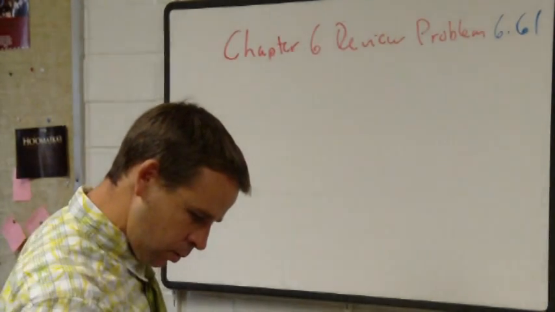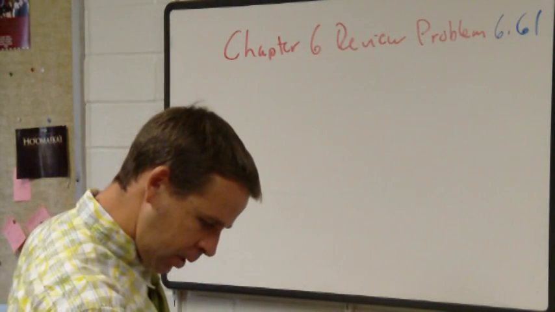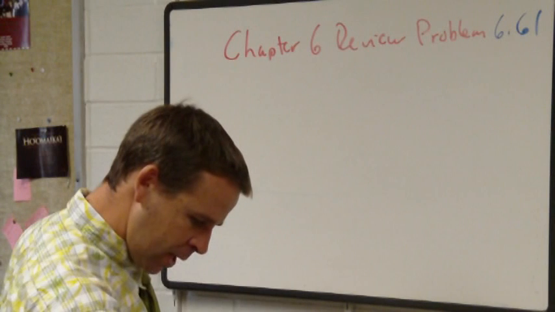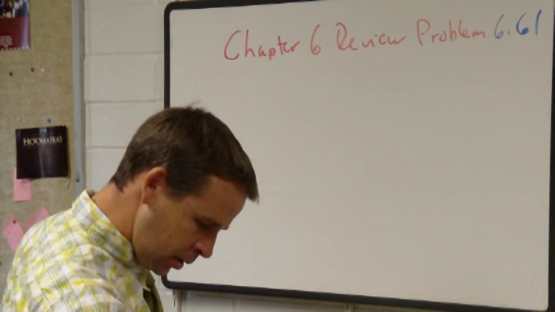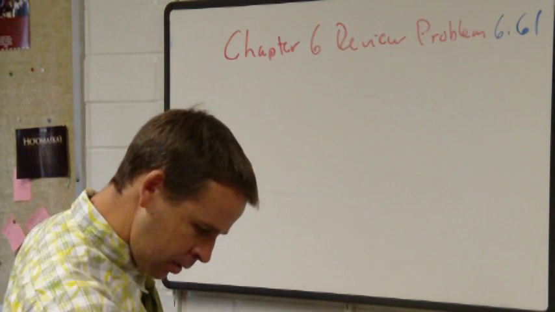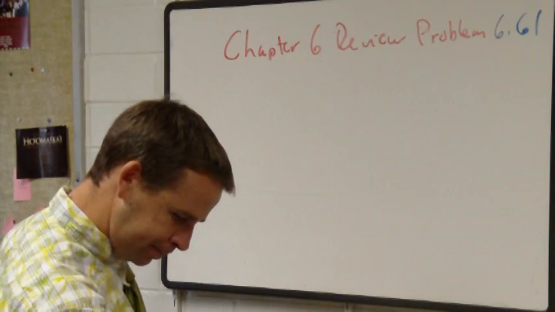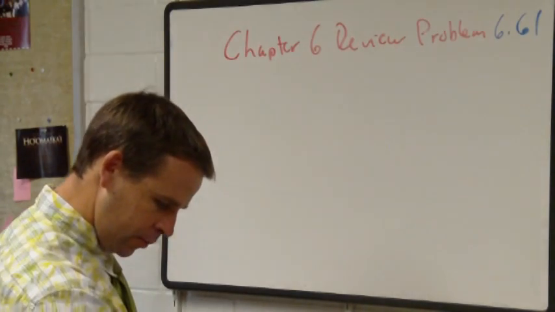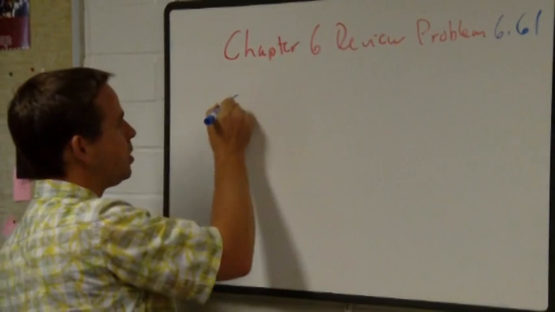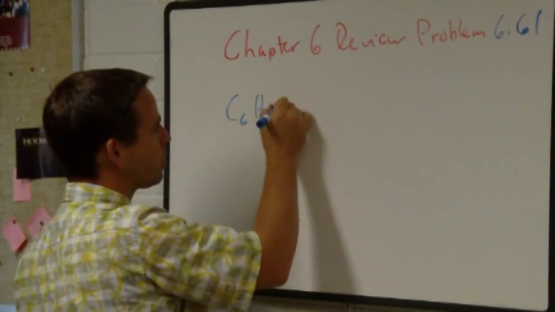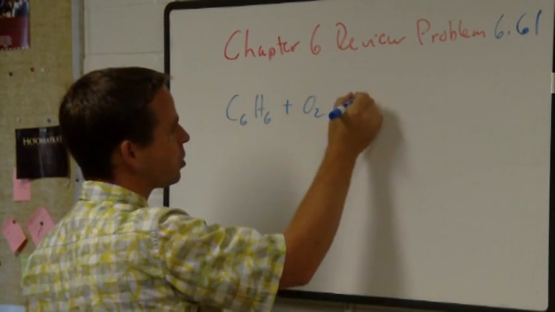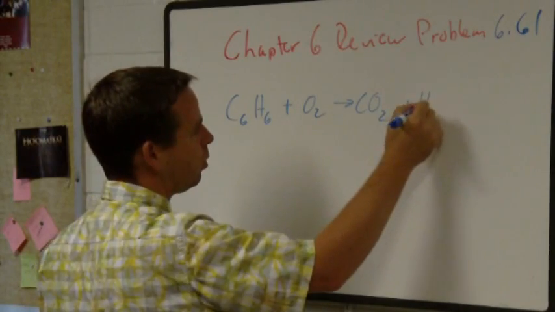Reactions of oxygen. Write balanced chemical equations for the complete combustion in the presence of excess oxygen for benzene, butane, and paraffin wax, C21H44. Benzene: C6H6 plus oxygen yields carbon dioxide and water.